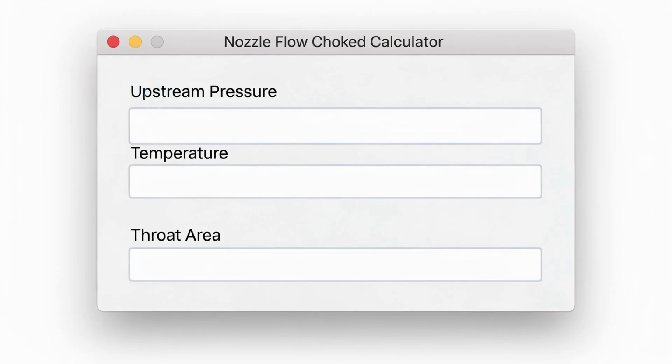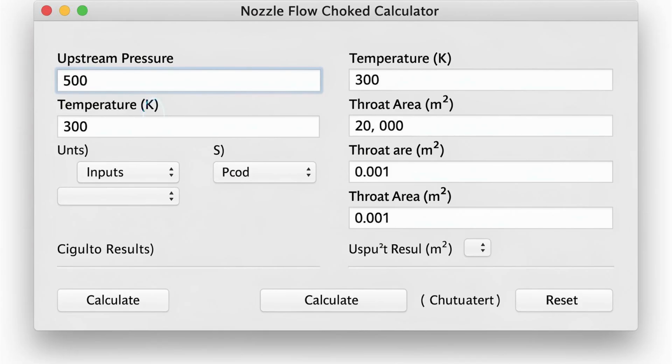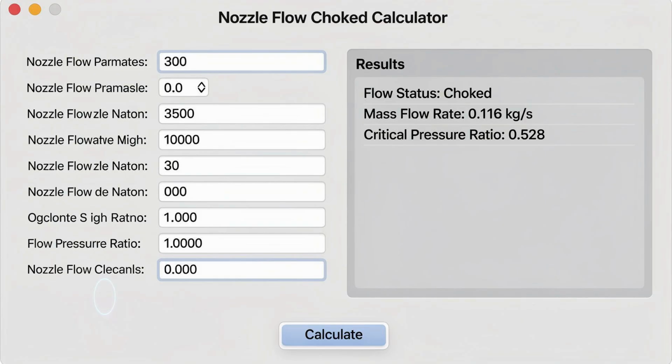I'll use SI units. For our worked example, I'm entering an upstream stagnation pressure of 500 kilopascals, an upstream stagnation temperature of 300 Kelvin, and a throat area of 0.001 square meters. With air selected as the gas type and SI as the unit system, the calculator computes the choked flow conditions.